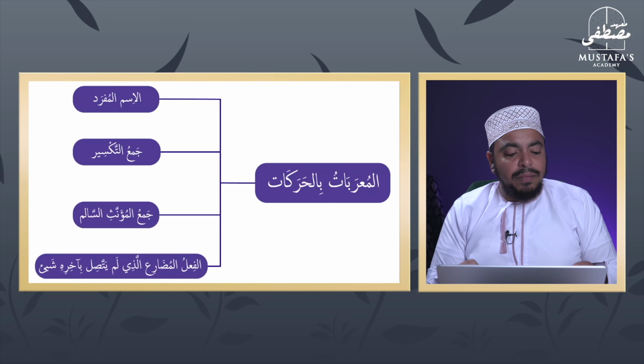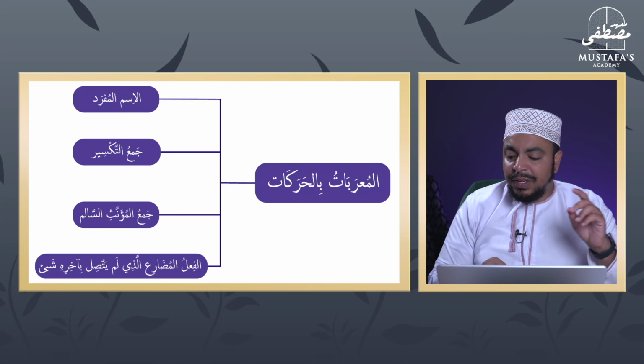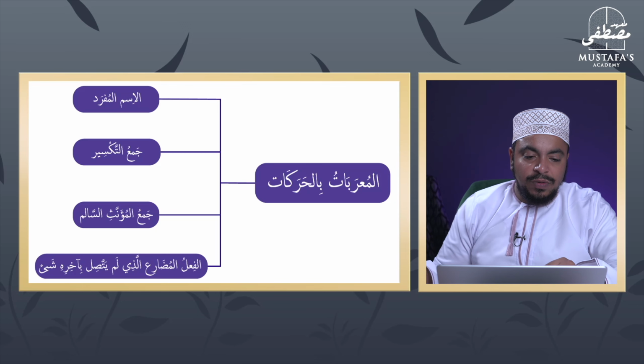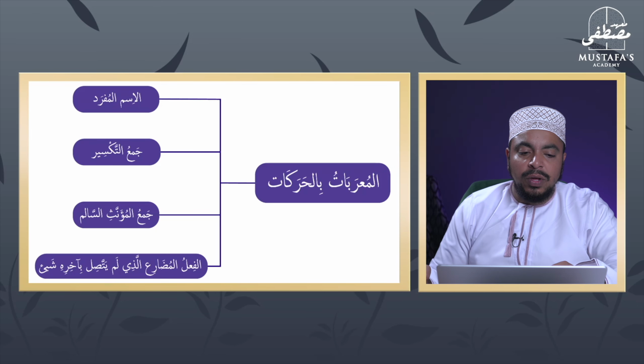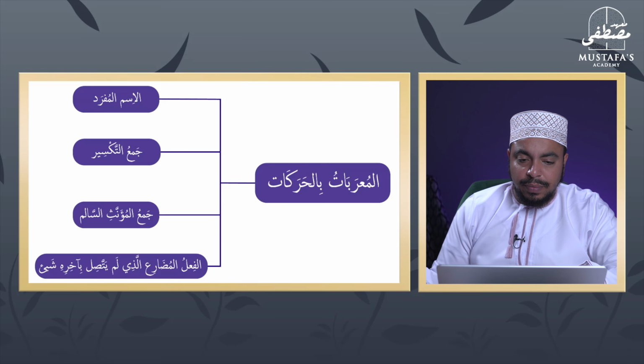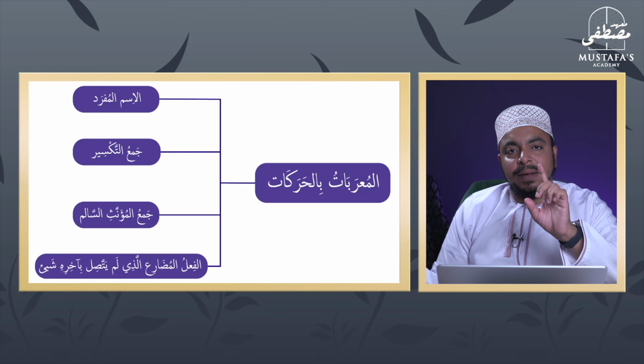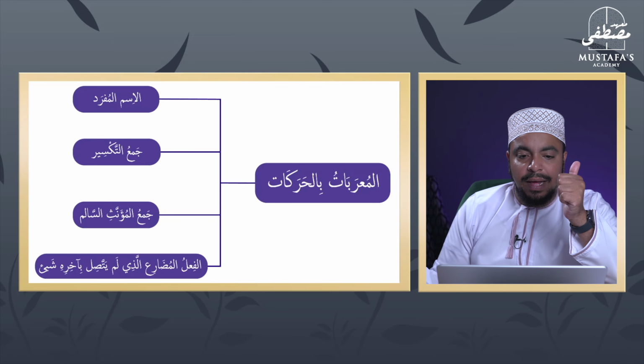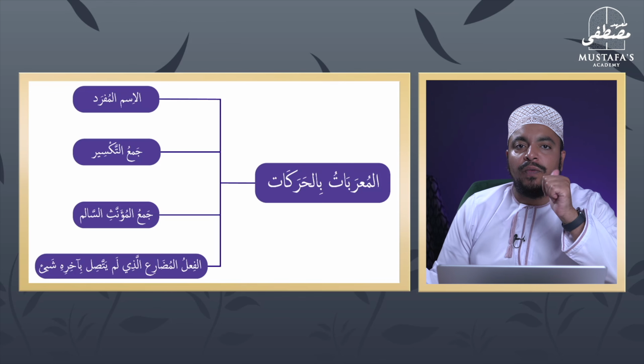What is he referring to? Al-mu'rabatu qisman. What is he saying? He's saying that the words which accept change are of two types. They are those which accept harakat at the end and those which accept huruf at the end.